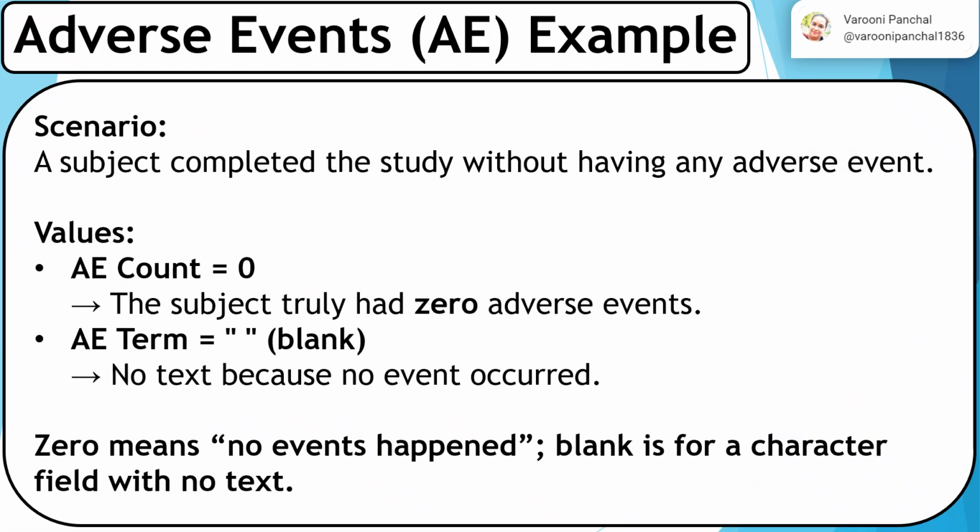Adverse events example. Scenario: a subject completed the study without having any adverse event. Say the value AE count is equal to 0. So it represents the subject truly had 0 adverse events. When AE term is equal to blank, that means no text was entered because no event occurred. 0 means no events happened. Blank is for a character field with no text.